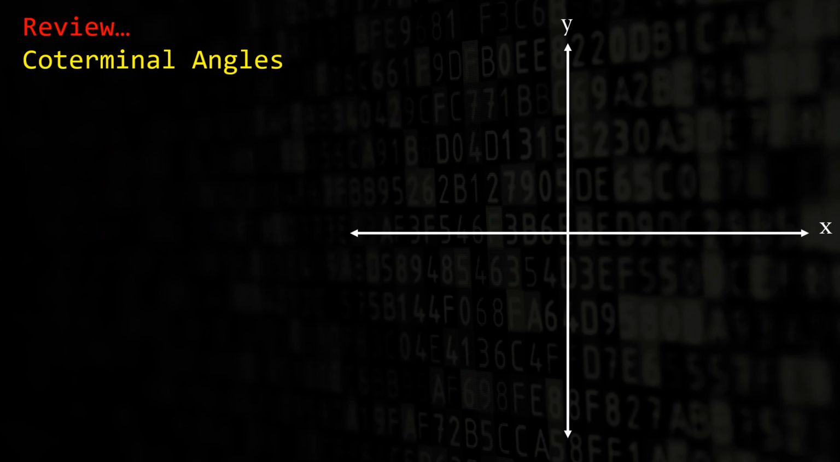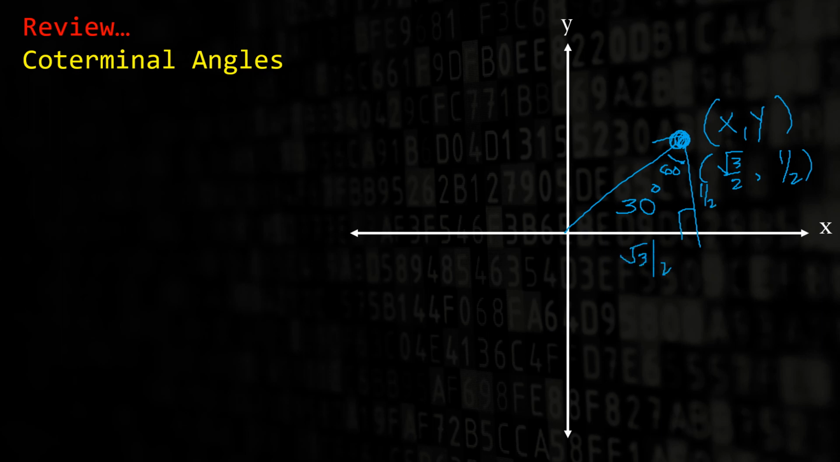Let us also review coterminal angles. When we say coterminal angles, if you have 30 degrees here and you have x and y, a while ago we already solved this: x is square root of 3 over 2 and y is 1/2, as we follow the rule of the right triangle here.